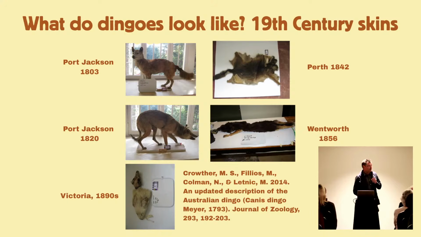These animals, two of them are from Sydney. One of them's from Wentworth, on the junction of the Murray and the Darling. It was collected right on the edge of settlement at the time. And this one is from just after Perth started in 1842.